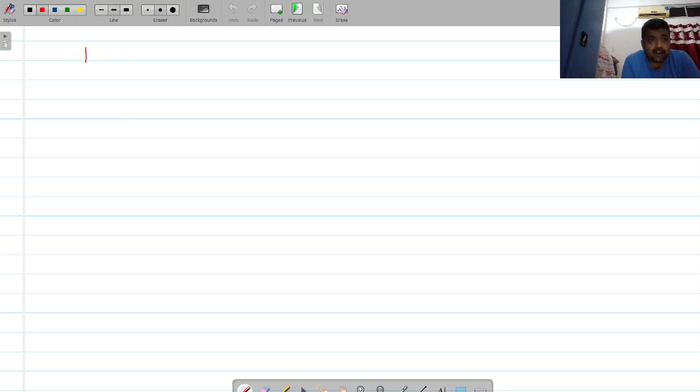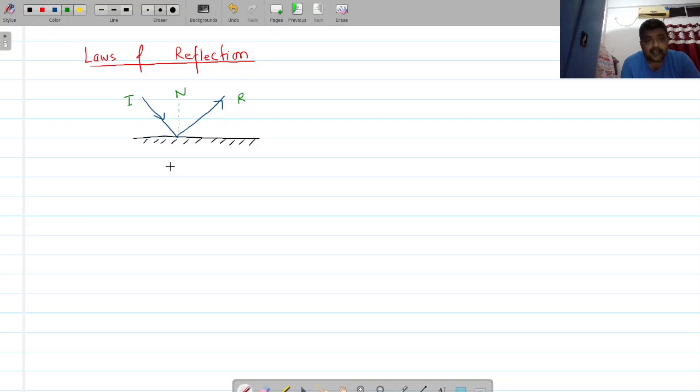Now there are two fundamental laws of reflection. Suppose this is the mirror, this is the polished surface. The incident ray is coming from this side. This is the incident ray, and this is the reflected ray. Suppose this is the normal.